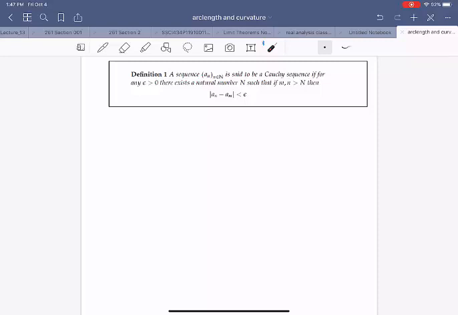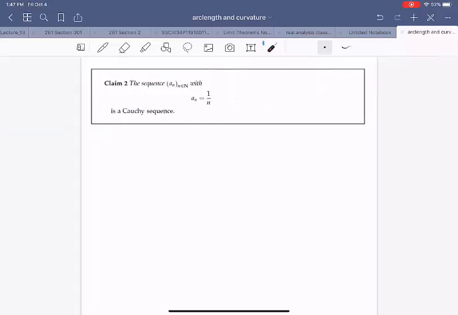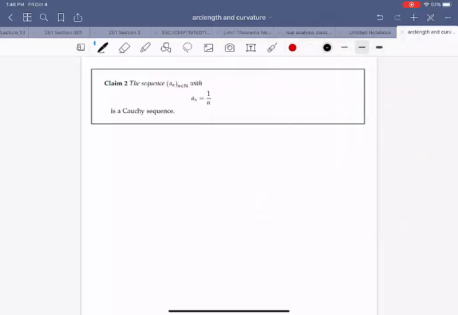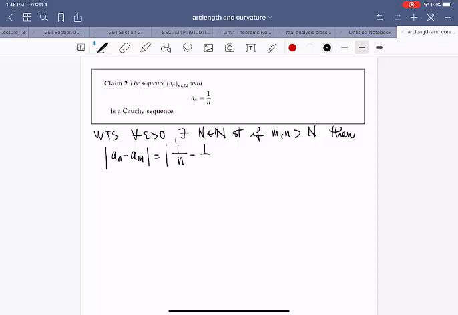Let us in fact look at an example. We would like to consider the sequence a_n, which is 1 over n, and we would like to show that this sequence is a Cauchy sequence. So first, let us discuss a little bit what we need to prove here. We want to show that for every epsilon greater than 0, there exists some natural number N such that if m and n are bigger than capital N, then the distance between a_n and a_m, which is here basically |1/n - 1/m|, is no more than epsilon.